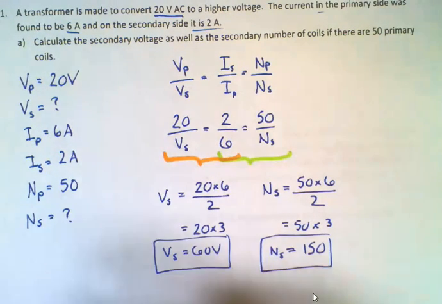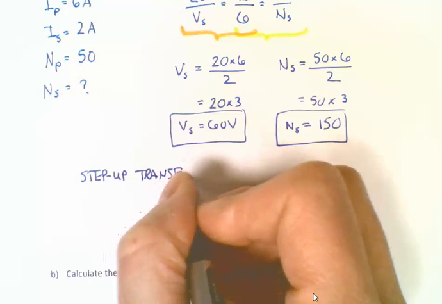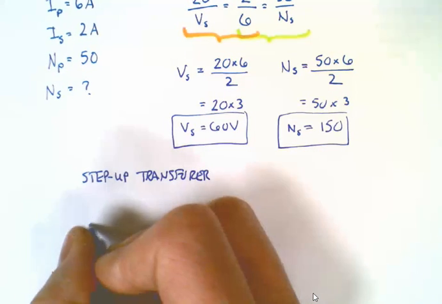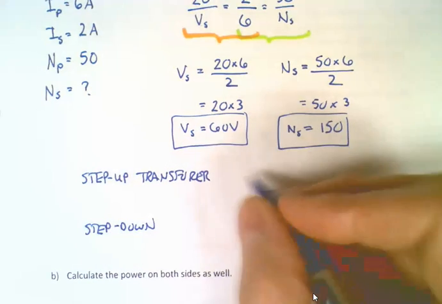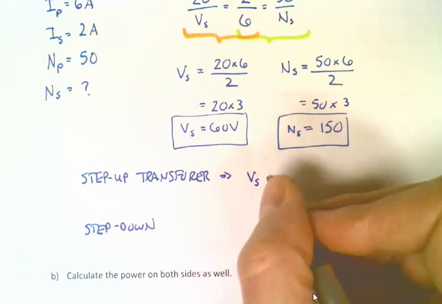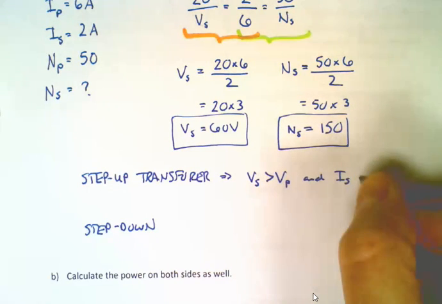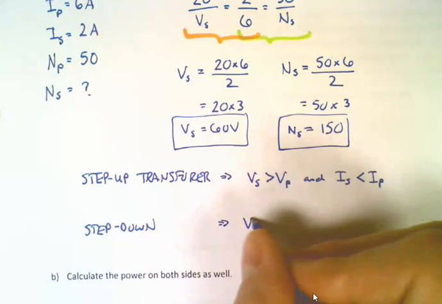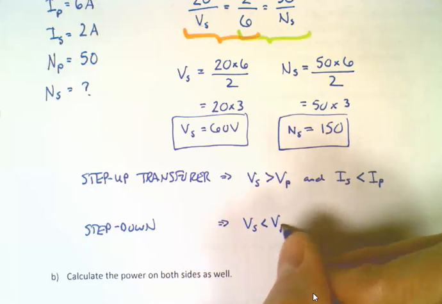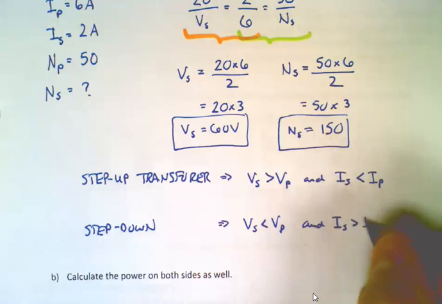So in order for the power to be the same, if we have a step up transformer, versus a step down, then what we know is that the secondary voltage is bigger than the primary voltage, and the secondary current is less than the primary current. For a step down transformer, the secondary current is bigger than the primary current, and the reciprocal is that the current is bigger on the secondary side.